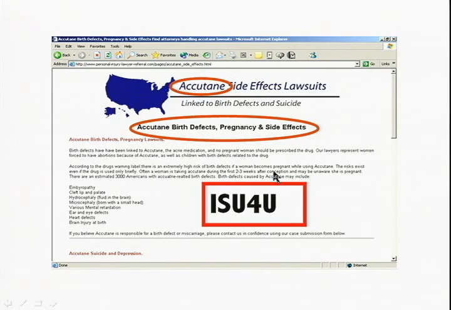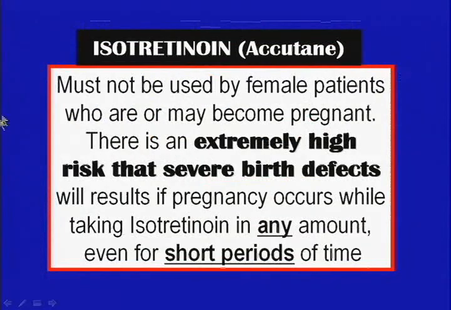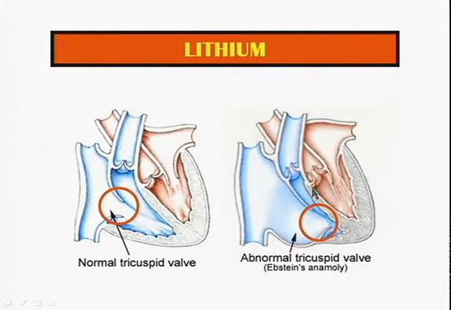Now, of course, if you have a baby that develops Accutane problems, what do you do? What is the American way? The American way is sue. So you sue the company, you sue the doctor. And this is the license plate of an attorney who lives down my road. I sue for you. Isn't that sweet? Accutane must not be used by female patients who are or who may become pregnant because of severe birth defects.